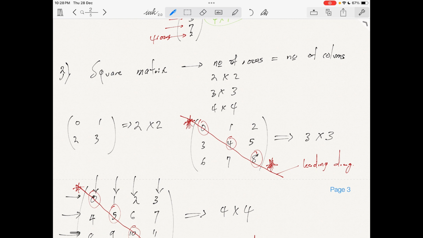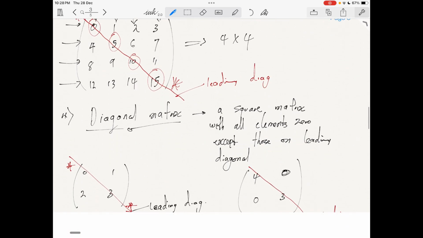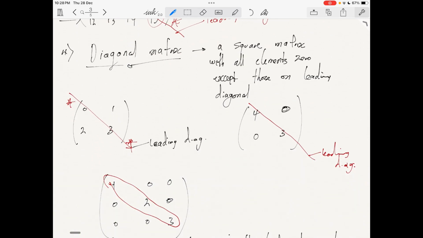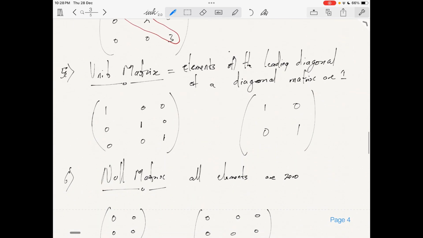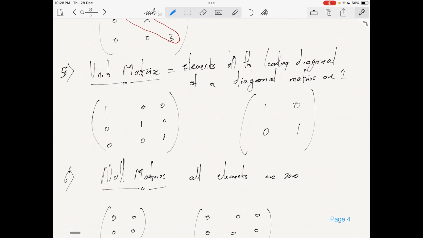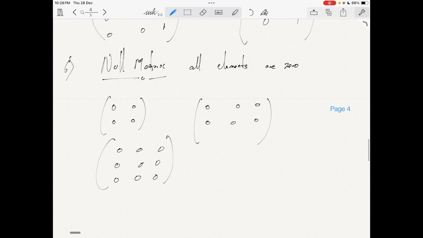And we have the diagonal matrix. This is a square matrix in which all the elements except those on the leading diagonal are zeros. And we have the unit matrix in which all the elements on the leading diagonal of a diagonal matrix are 1, because they are all unity. And the null matrix is one in which all the elements are 0. So in our next video, we'll be talking about addition, subtraction, and multiplication of matrices.